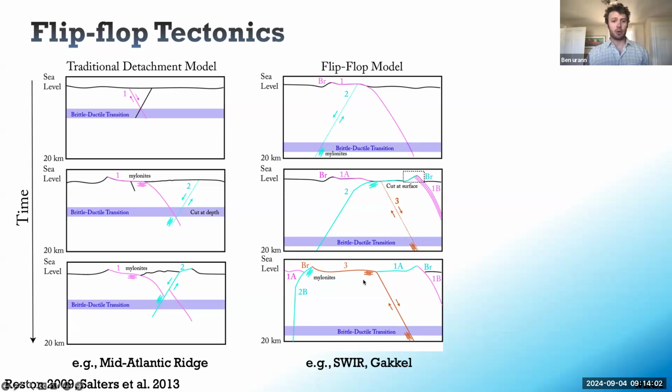And so again, this is just showing the different tectonic evolution of how this flip-flop model works. And as I said, this has been shown in the Southwest Indian Ridge. It's likely occurring at Gakkel, and it's fundamentally different from the traditional detachment model.